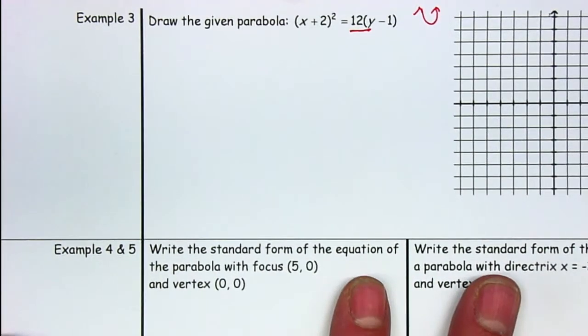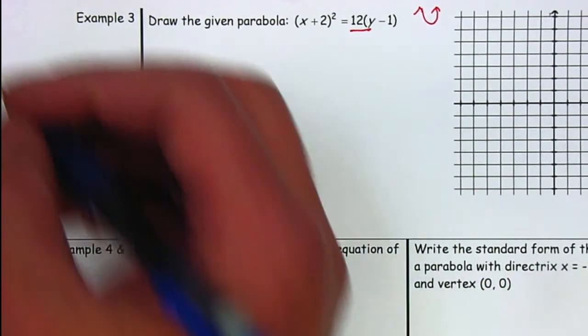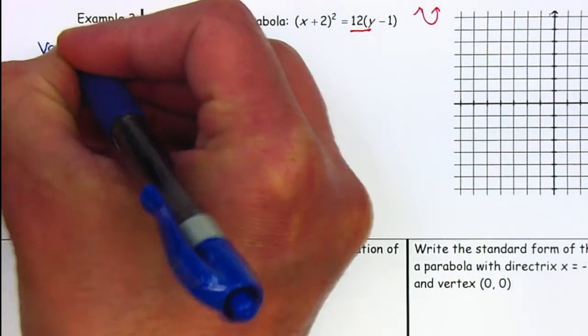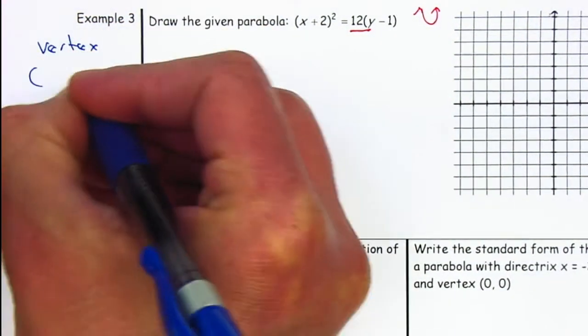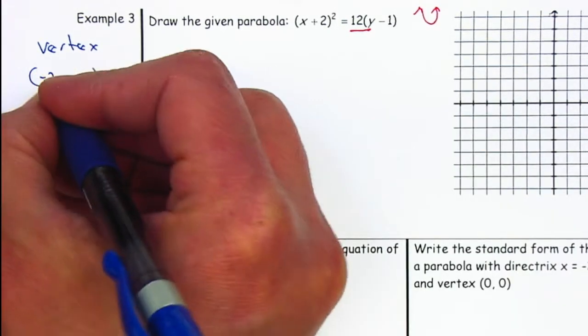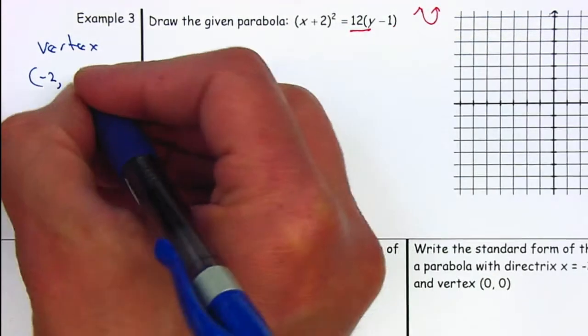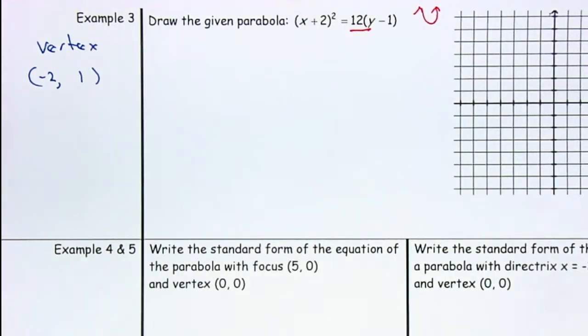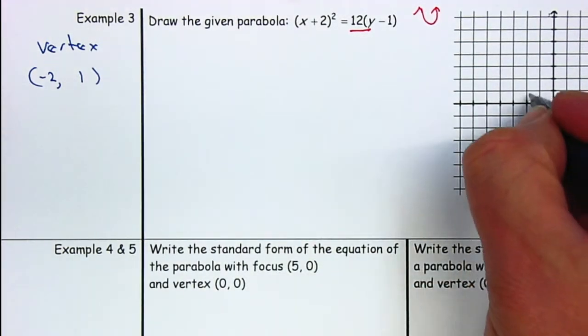Now, first thing I want to be able to find is my vertex. In this case, that'll be -2 and +1. So -2 and +1 is here.